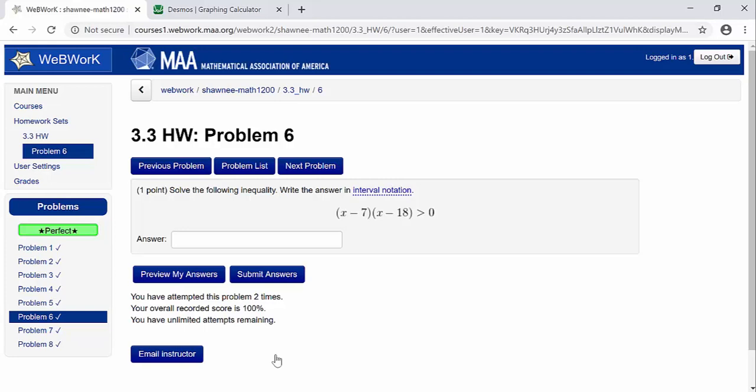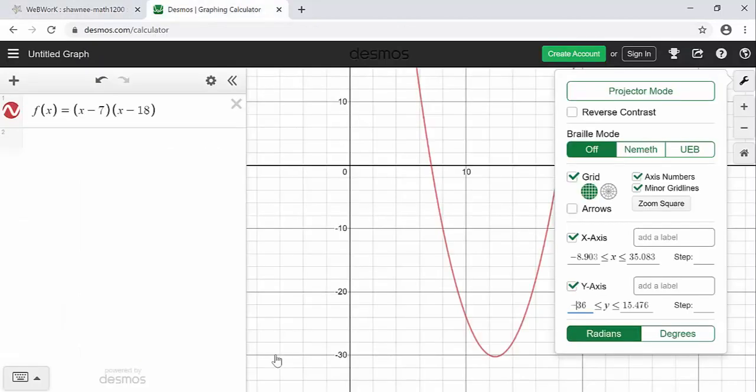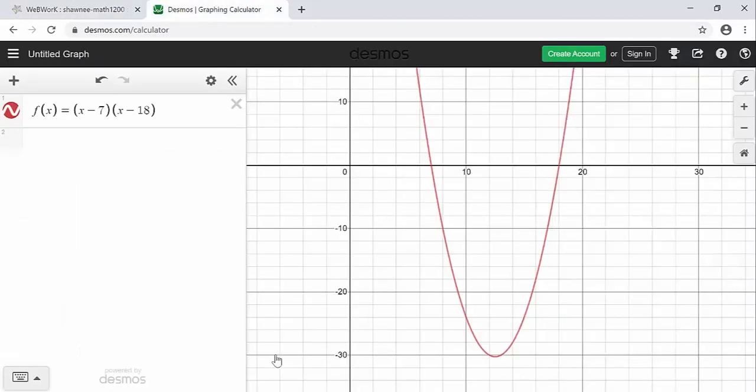So let me sketch a graph of this using Desmos. So here's a graph of the function f of x equals x minus 7 times x minus 18. We see from these factors we're going to get two x-intercepts at +7 and at +18. And we're asked to figure out, when is this quantity greater than 0?